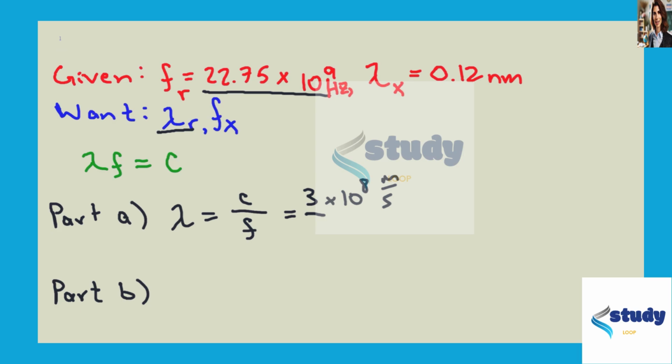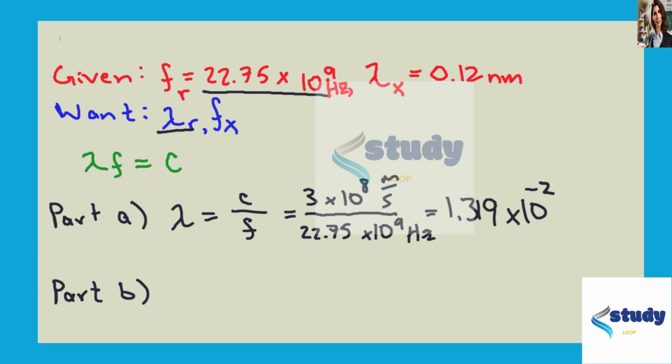We have our speed of light, 3 times 10 to the 8th meters per second, and our frequency is 22.75 times 10 to the power of 9 hertz. And if we plug this into our calculator, we'll find that the result is about 1.319 times 10 to the power of -2 meters. So that's the wavelength of our radar signal.